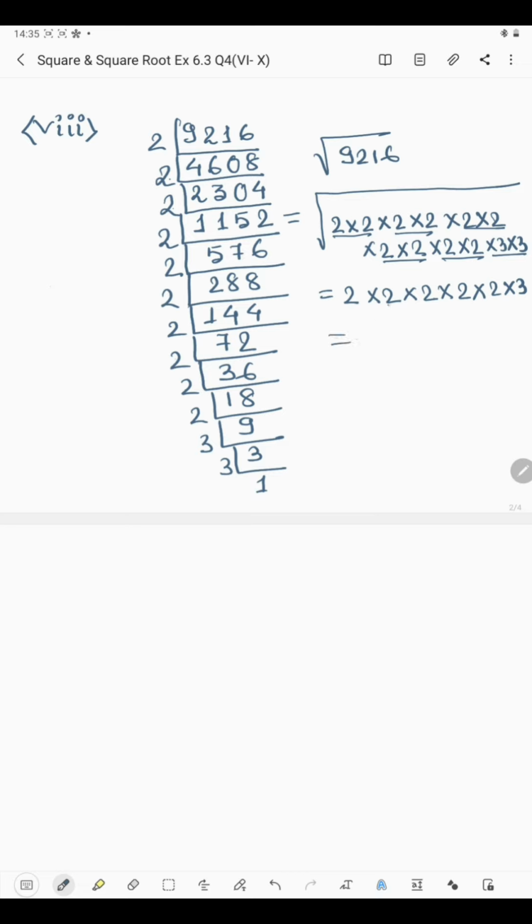Okay, so 2 2s are 4, 4 2s are 8, 8 2s are 16, 16 2s are 32, 32 3s are 96. So the square root of 9216 will be 96.